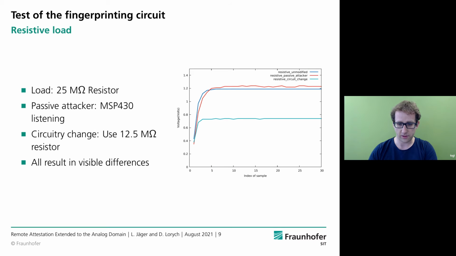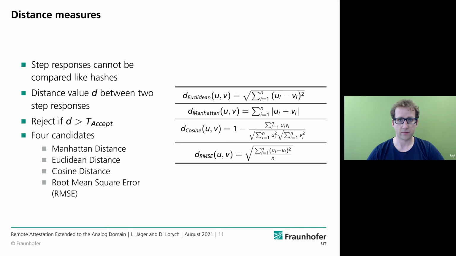Same goes for the resistive load. Here we used a 25 mega ohm resistor. And as a passive attacker, again, we introduced an MSP430 just listening. And as a circuitry change, we replaced the 25 mega ohm resistor with one that only has 12.5 mega ohm. And again, the blue line represents the unmodified scenario, and we can see visible differences in all the modified scenarios.